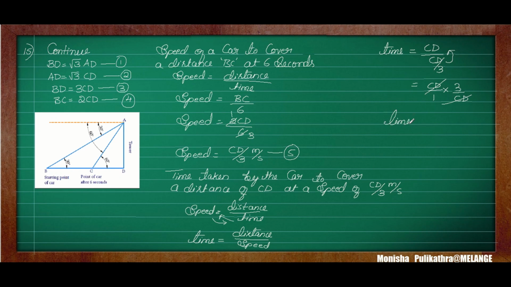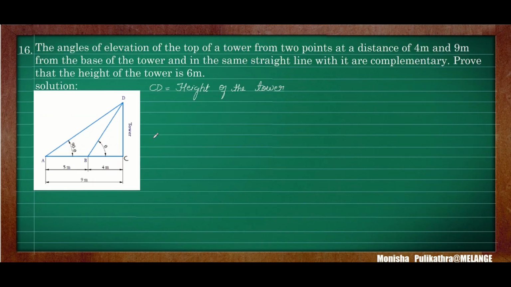So the time taken by the car to cover a distance of CD meter is 3 seconds. Okay, 3 seconds. So to cover a distance of BC, it has taken 6 seconds. To cover a distance of CD, it has taken 3 seconds. So I hope you understood this. Moving on to the last question of this session.